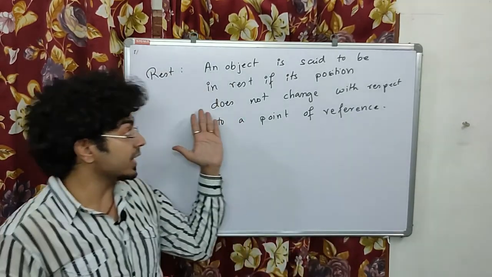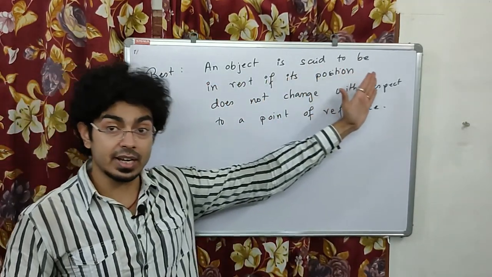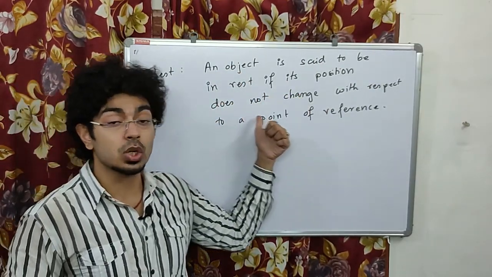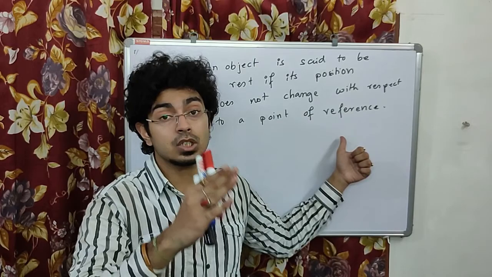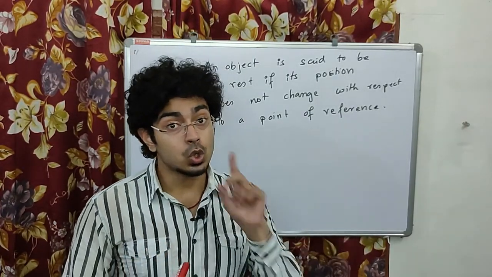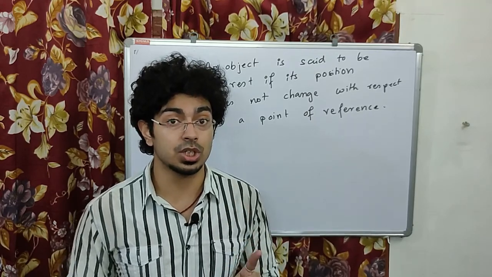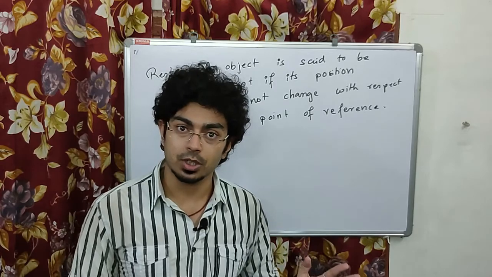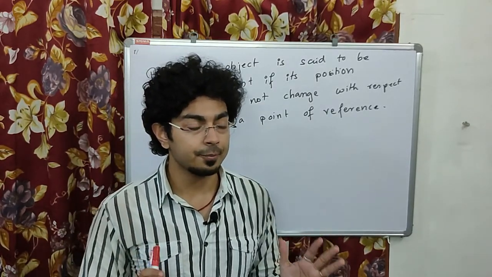So what is rest? An object is said to be at rest only if its position does not change with reference to a point or an object, whatever it is. So a point of reference is very crucial to understand whether a body is in a state of rest or in a state of motion. I think this is clear to everyone.